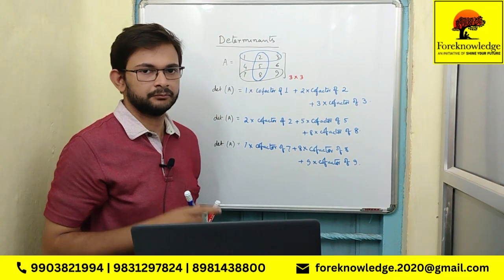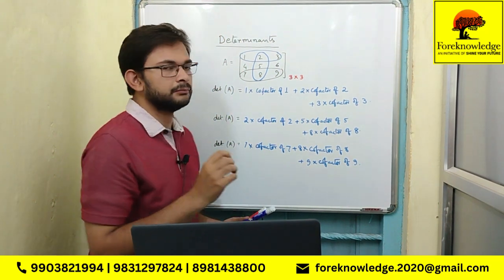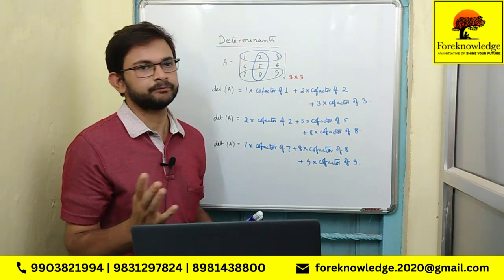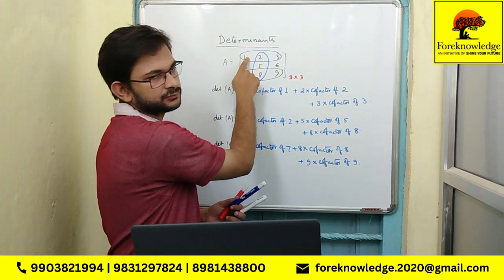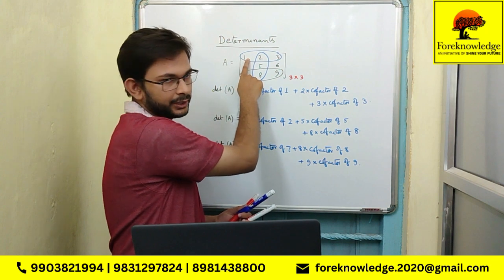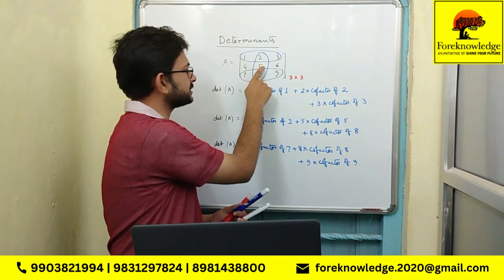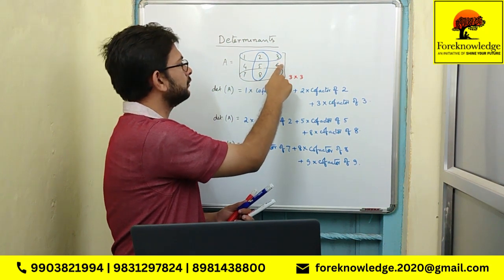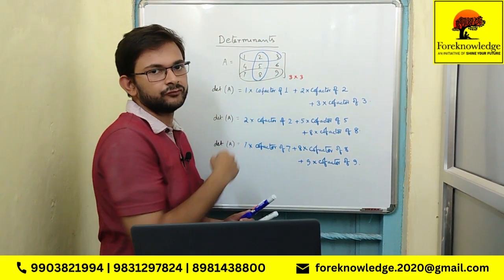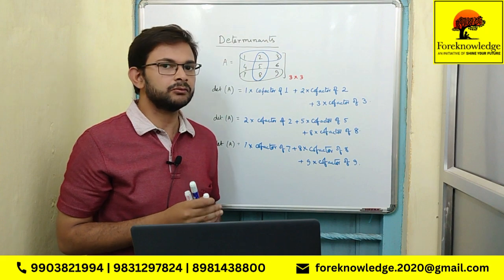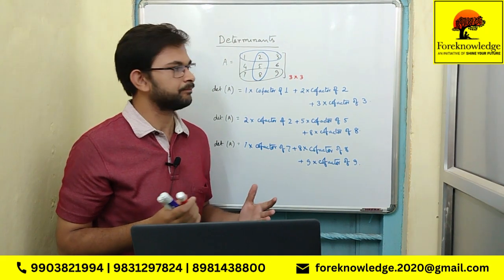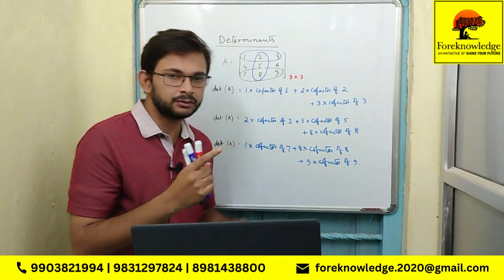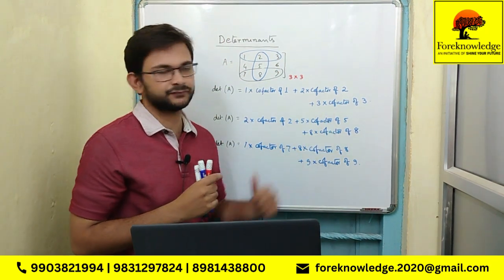Okay, but remember one thing, do not mix up the rows and columns. Suppose you start with 1 into cofactor of 1, then you move on to the second row, that is 5 into cofactor of 5, then you add 6 into cofactor of 6, then you won't get the result. You have to stick to a single row or single column and apply this formula.